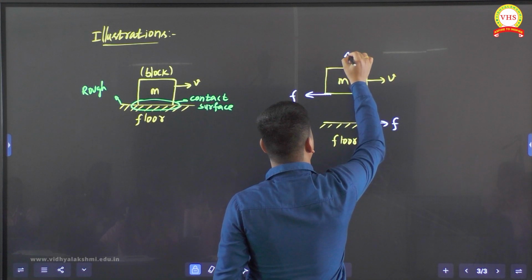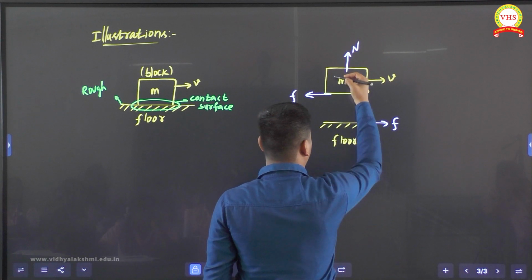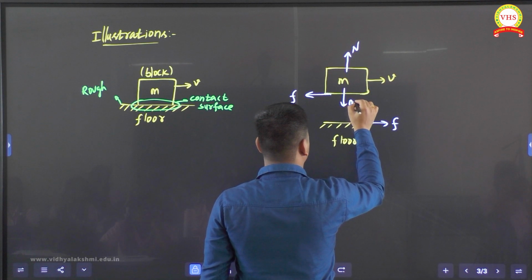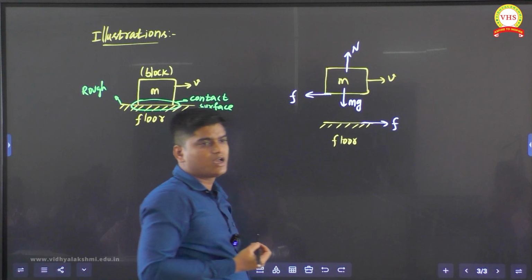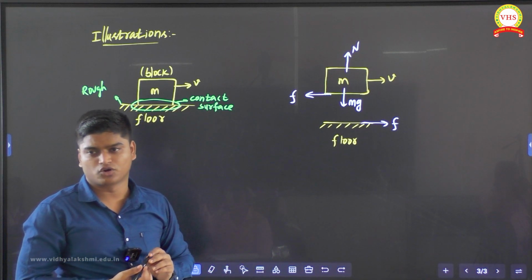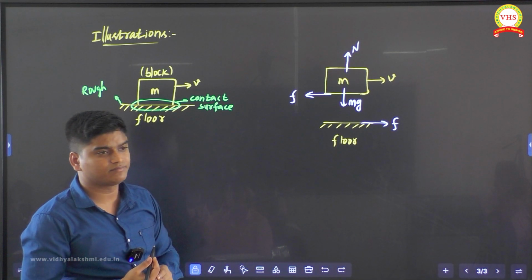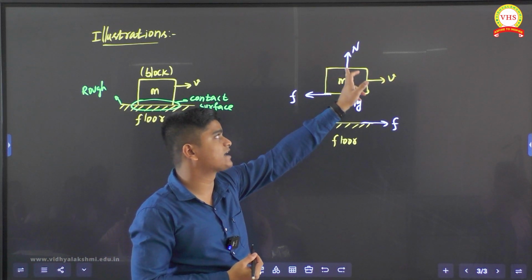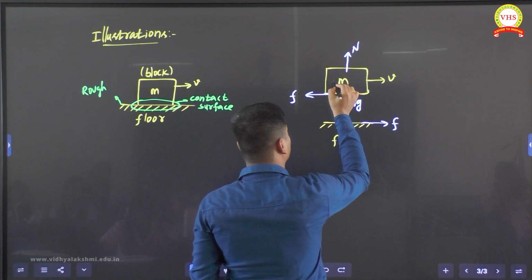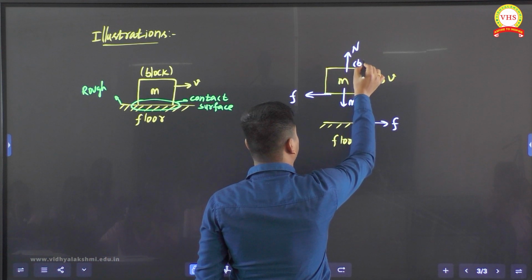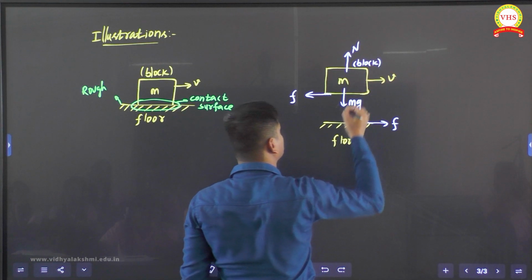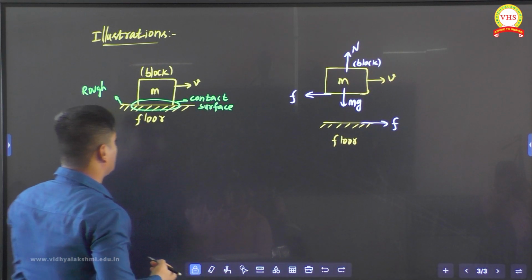Now all of you listen here. If you take this, this is the normal reaction given by the floor, and this is the mg. What is mg? It is the gravitational force acting on the block. As I have done the free-body diagram, I can see all the forces acting on the block. So on this block, this many forces are acting.